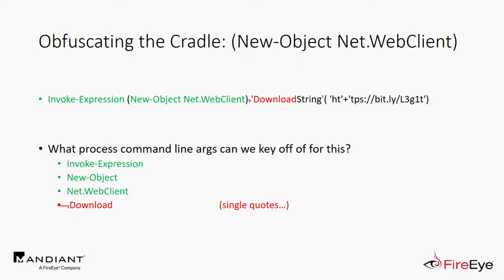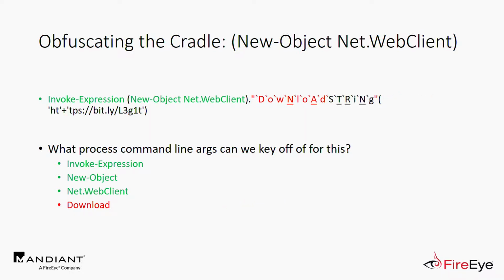But Invoke-Obfuscation will say, I don't care what the method is, I can put single quotes around it, I can put double quotes around it, and it all still runs fine. I can put a tick mark in it. I can put a lot of tick marks in it. And this persists both in command line logging as well as all the way into PowerShell script block logging as well. So as defenders, if we're looking for download string in logs, we're going to get burned this way.